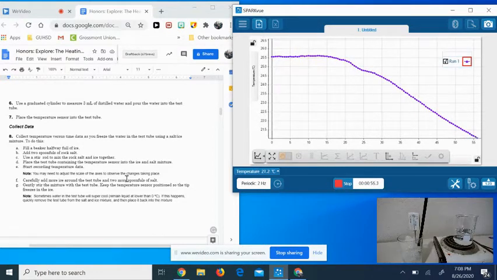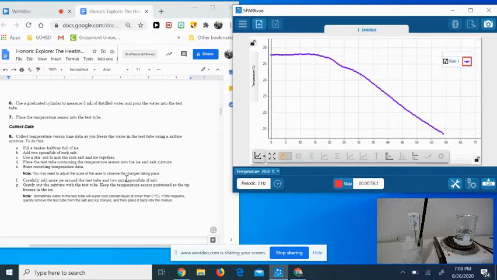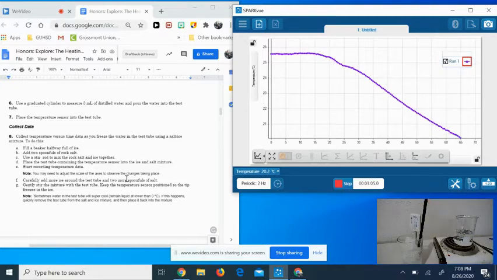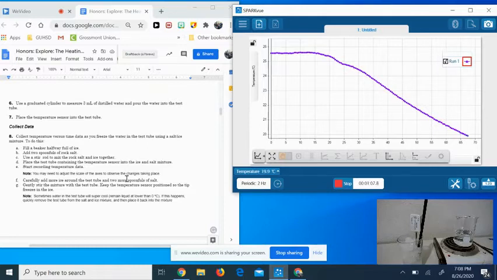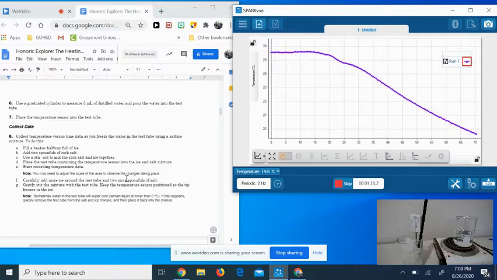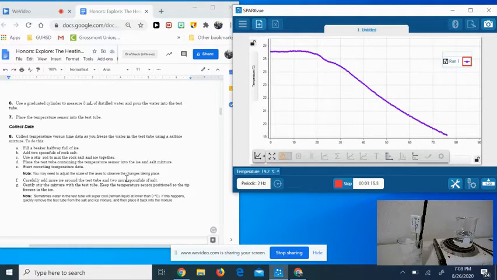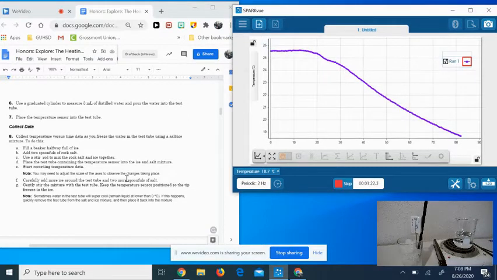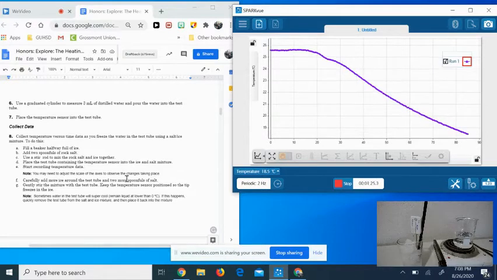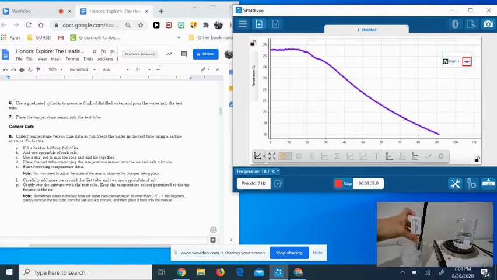So we've already filled our beaker halfway full of ice, and we've added our 2 spoonfuls of rock salt. Instead of a stirring rod, I've got like a little straw right there. And it says, place the test tube containing the temperature sensor into the ice and salt mixture and start recording temperature data. And then it says that I might need to adjust the scale on the axis. And I'm going to actually adjust that a little bit later. Okay. And then gently stir the mixture with the test tube. Keep the temperature sensor positioned so the tip freezes in the ice. So I have my tip definitely inside of that water, okay? It goes all the way to the bottom of that test tube.